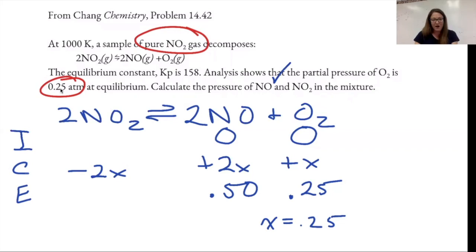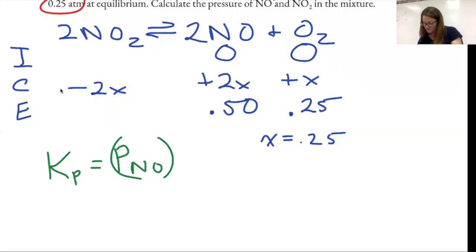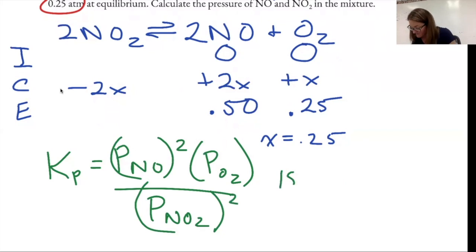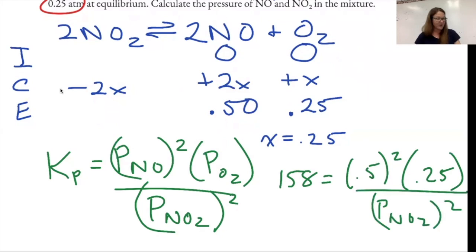To do the rest of the problem, I need to work with the Kp value. So I'm going to write a Kp expression. Kp equals the partial pressure of NO squared times the pressure of O2, over the pressure of NO2 squared. The Kp value is given to me as 158. I know NO is 0.5 at equilibrium. O2 is 0.25, which means I can solve for the partial pressure of NO2 at equilibrium.